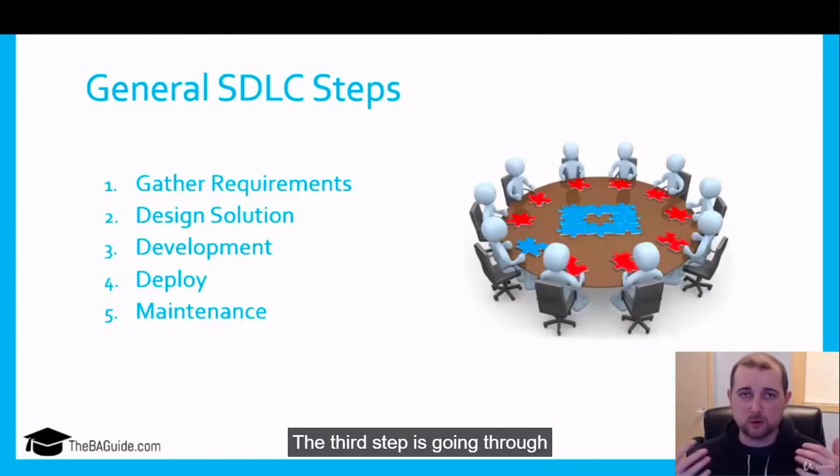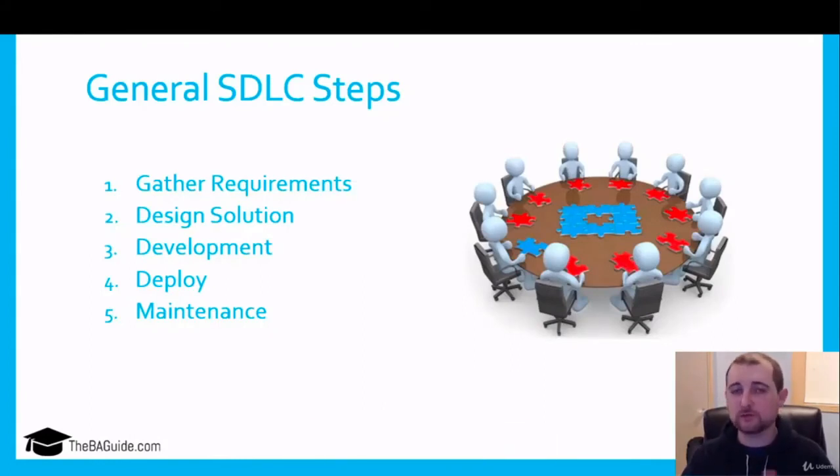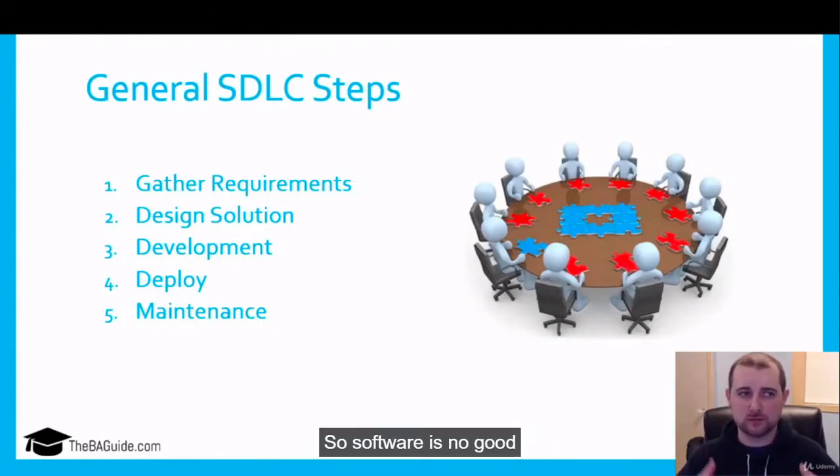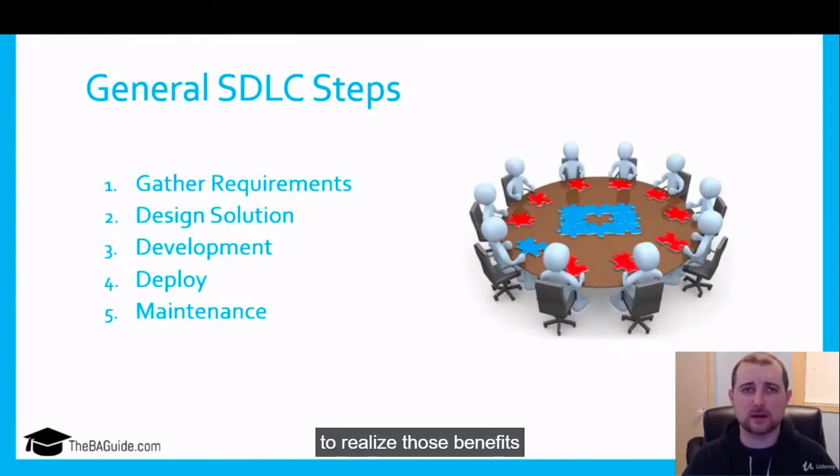The third step is going through and developing that, doing coding changes, whether it's actual coding, whether it's configuration. There's development that's going to be needed to make that software work for that company and to realize the benefits that they're looking to achieve. The fourth step is deploying. So software is no good until you roll it out to users. And deploying it is giving it to users in a production, a live environment, and having them utilize the system. So now they're working through and using that system, and that company starting to realize those benefits and the reasons that system was put into place.